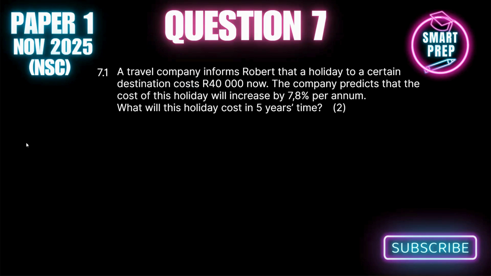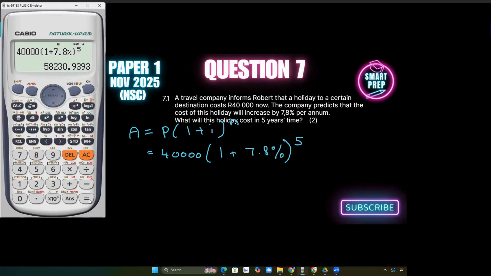So the amount is going to equal your P, your present value, times 1 plus i to the power of n, because it's increasing annually. So that will be compound. Our present value is 40,000. Our interest is going to be 7.8%. Now you can write this as 0.078 or 7.8 over 100, or you can just say 7.8% and let your calculator do the work. I think that's probably the safest bet. And now we stick this into our calculator, 5823094.